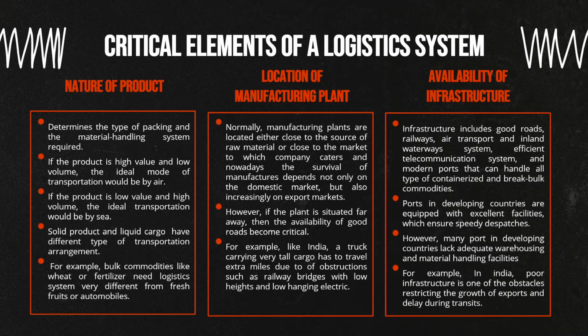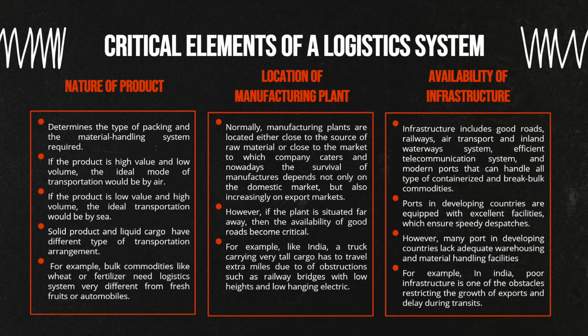Solid product and liquid cargo need different types of transportation arrangement. For example, bulk commodities like wheat or fertilizer need a logistics system very different from fresh fruit or automobiles, and highly volatile or inflammable cargo needs special containers to carry.